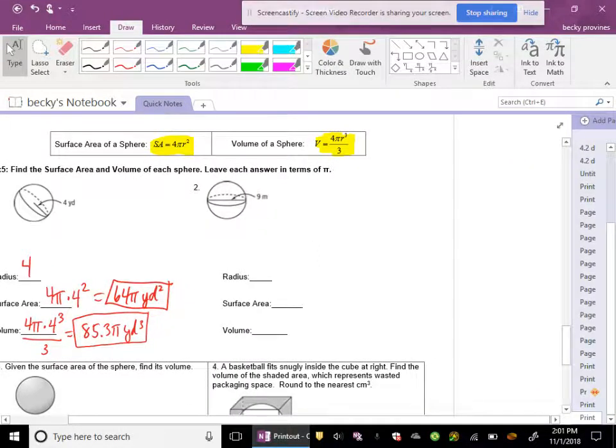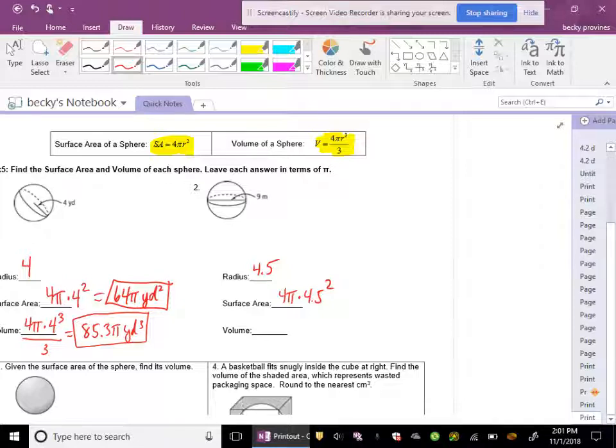Okay, now on the next one, what is my radius? It shows you the diameter. So my radius is 4.5. So I'm just going to take the equations given. 4 pi times 4.5 squared. So on my calculator, I'm typing 4 times 4.5 squared. When I write my answer, I have to put a pi next to it. My answer is 81 pi meters squared.